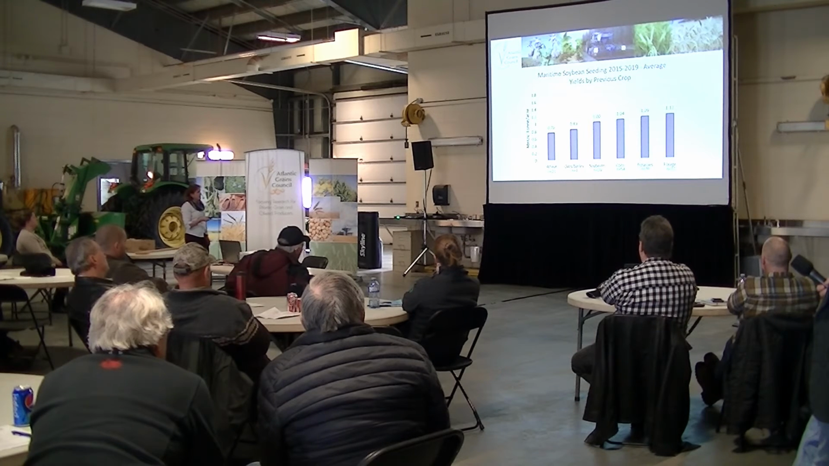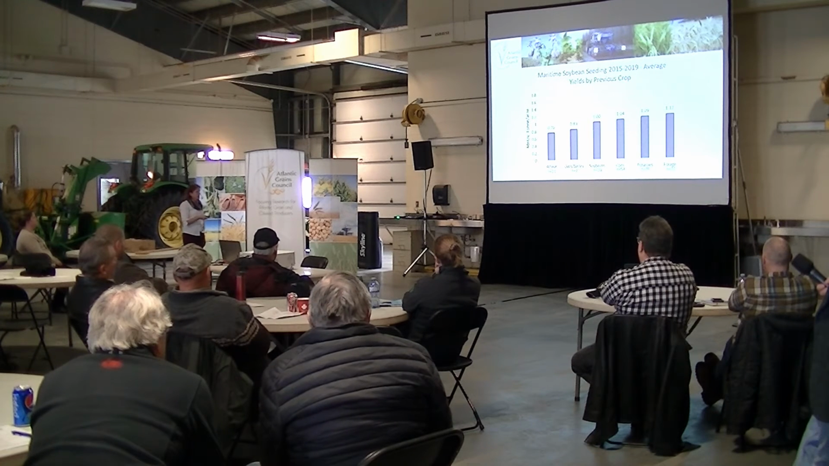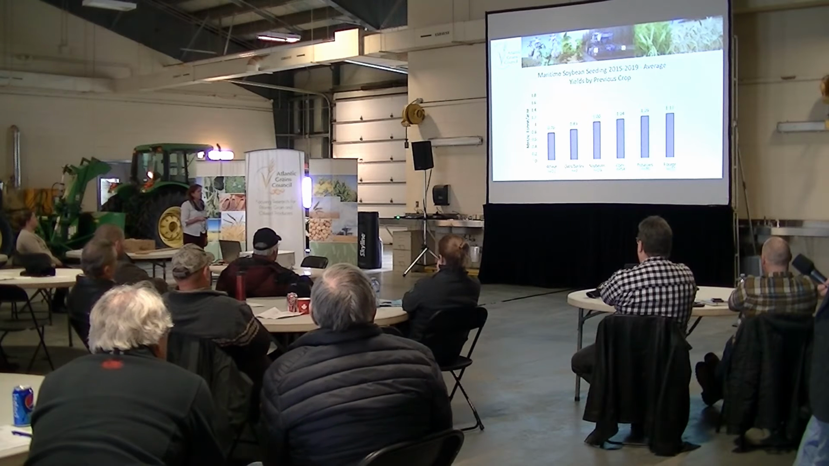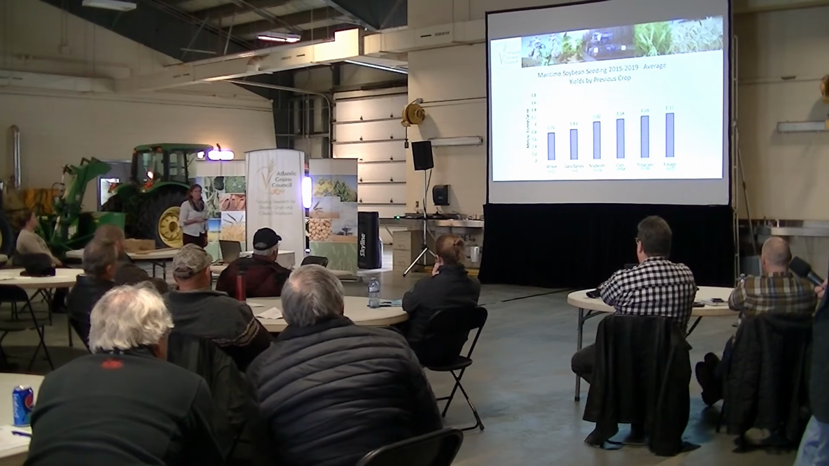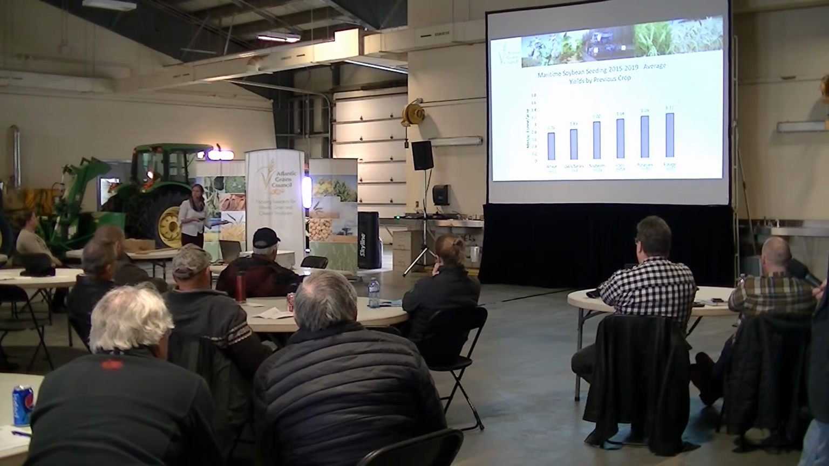Forage came out ahead as the highest yielding crop to follow. And I was talking with somebody at lunchtime. One of the things that I think might play into a factor of that is usually in a forage rotation, there's livestock. So are we seeing an effect of manure in there?